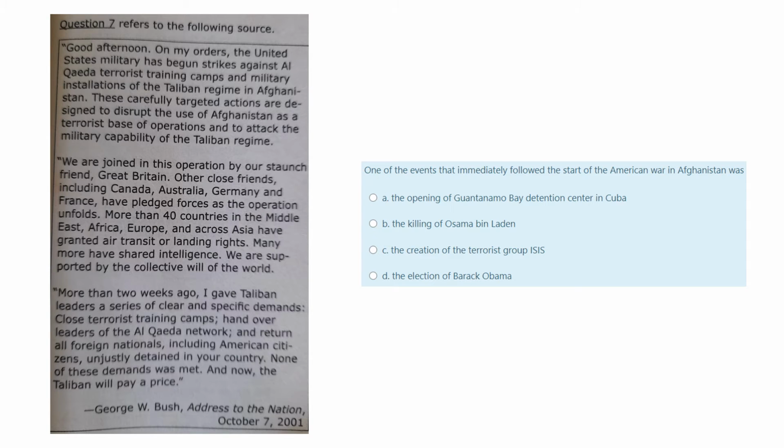Now, one of the events that immediately followed the start of the American war in Afghanistan was what? Okay. So, the war in Afghanistan started after 9/11. After Osama bin Laden and Al Qaeda attacked the Twin Towers in America, well, there was a war in Afghanistan. And the Taliban leaders of Afghanistan were given demands. They wanted to close the Al Qaeda terrorist network. So, this is 2001.